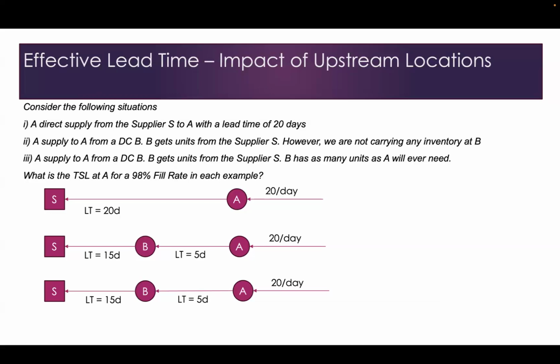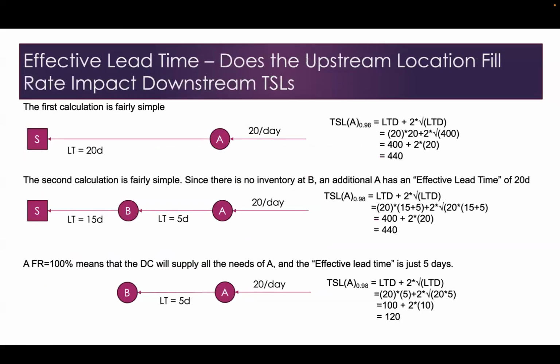Okay, let's do the first calculation. We agree that the first calculation is quite simple. Do we agree that it's 20 per day, that's the demand coming in. Lead time is 20 days. So it's 20 times 20, that's your lead time demand, plus I want a 98% fill rate, so 2 times square root of lead time demand. So does everybody agree with this number of 440?